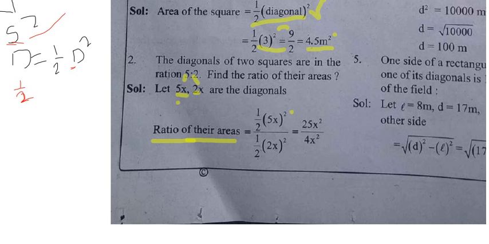the answer. So here, 5x square, 5 square means 25x square. Here by 2, here by 2, you can directly cancel it, and here 2 square means 4x square. x square gets cancelled. So finally your answer is 25 by 4, that is 25:4. That is the solution for this particular question. Now the next question.